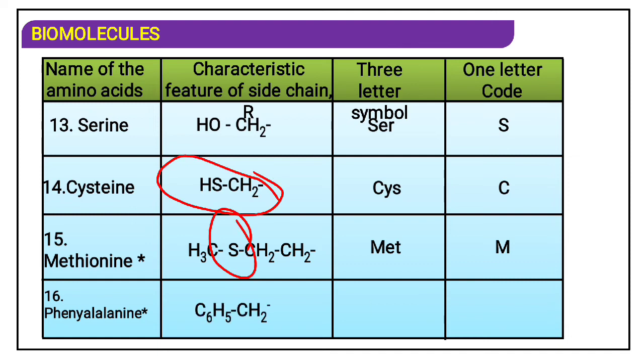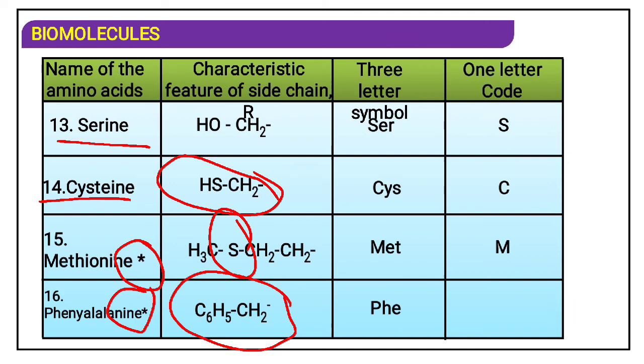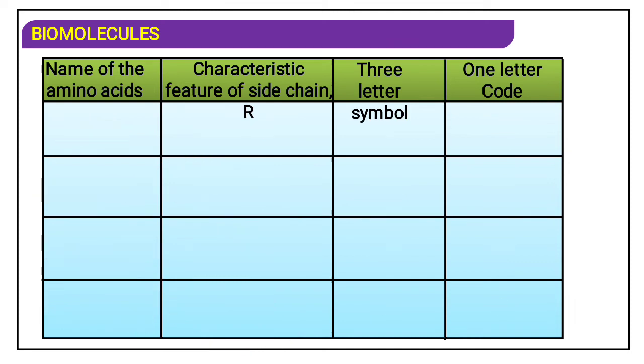Next one is phenylalanine, which is very, very important. Which of the following amino acids contains a benzene group in its structure? The benzene group in the structure belongs to phenylalanine. There is a star mark present here. This is an essential amino acid. Methionine is also an essential amino acid, but cysteine and serine do not belong to essential. They are non-essential amino acids.